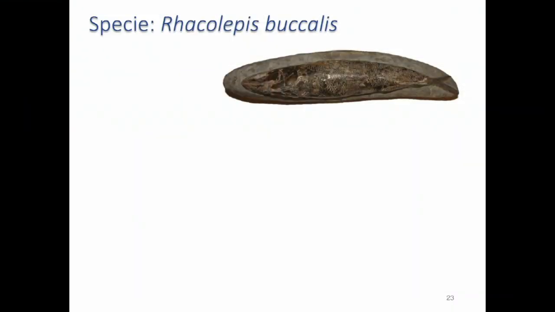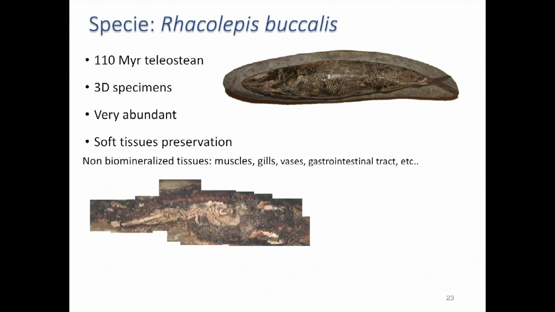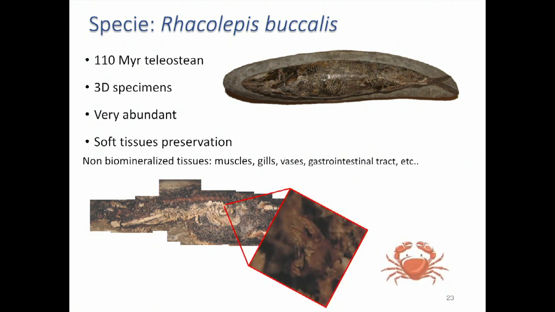We have very well preserved 3D specimens, so they are not flat. They are known to have soft tissue preservation, and we wanted to use these high-resolution, non-destructive techniques to analyze the samples. This is an example of a thin section of the fish. We can see many structures inside it, and we can even see what it has last eaten. We can see pieces of the crab that this fish ate in the past. So it's very interesting for ecology.